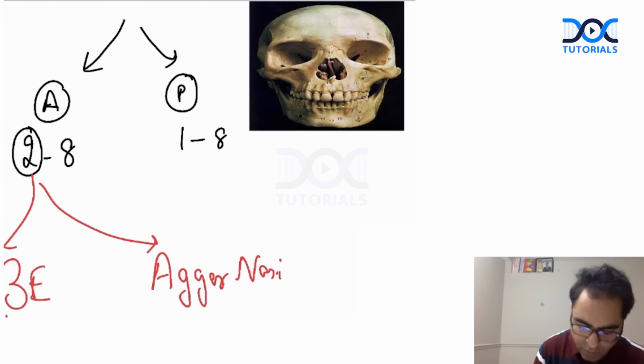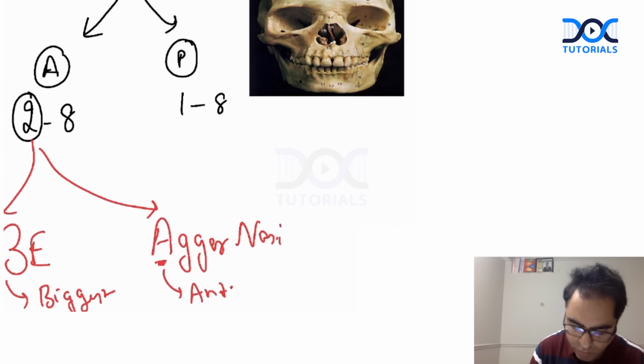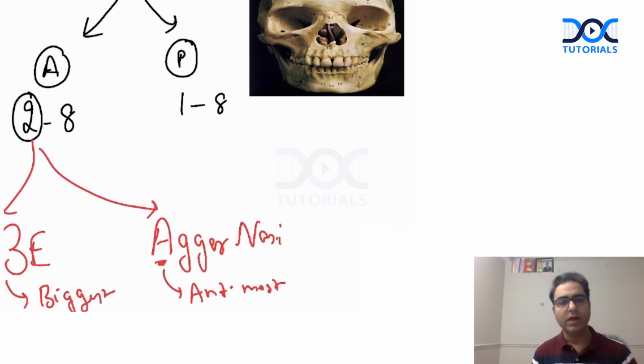B for bulla, B for biggest. A for agger nasi, A for anterior-most. So let's revise once again. Anterior ethmoid air cells are 2 to 8 in number. Two cells are constant. Everybody has it. What are the names of these two cells? Number one cell is bulla ethmoidalis. B for bulla, B for biggest.